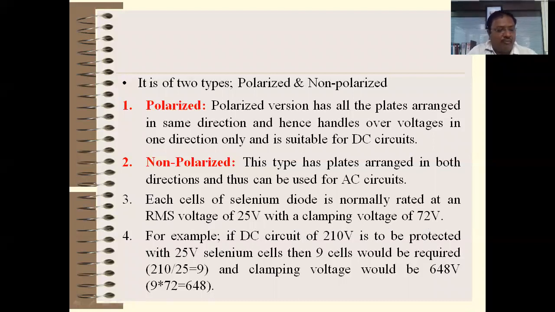So, for example, that is given here. If a DC circuit of 210 volt is to be protected with 25-volt selenium cells, then 9 cells will be required. That is 210 divided by 25, roughly 9 cells, and the clamping voltage is 9 cells into 72, so totally 648 volt you can clamp. See, you are applying this selenium diode on only a 210-volt circuit, where the normal operating voltage is 210 volt.